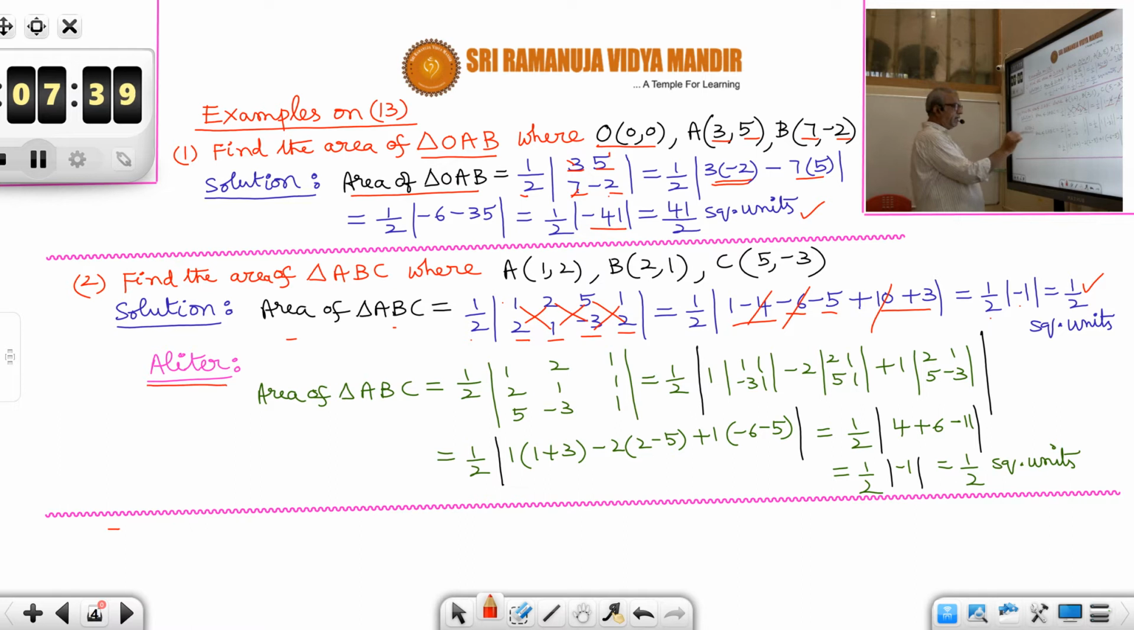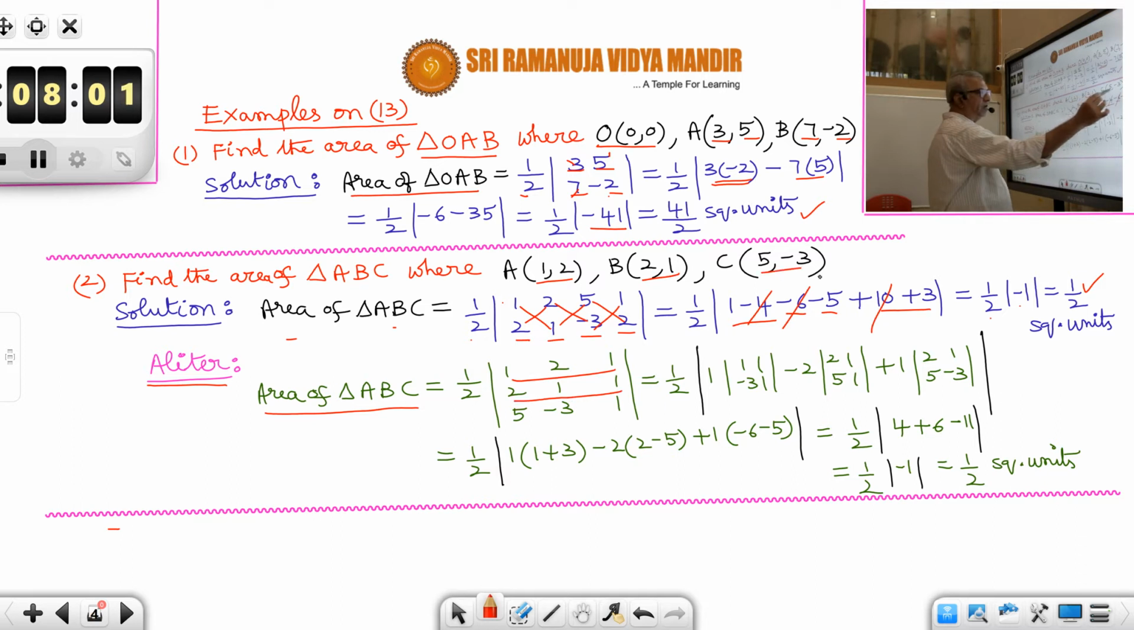The second method, aliter means second method, alternative method, for the area of triangle ABC. Area of triangle ABC using the 3 by 3 determinant is half into the determinant of x1, y1, 1, x2, y2, 1, x3, y3, 1. So the points are (1, 2), so 1 2 1, next 2 1 1, next the third row 5 minus 3 1.